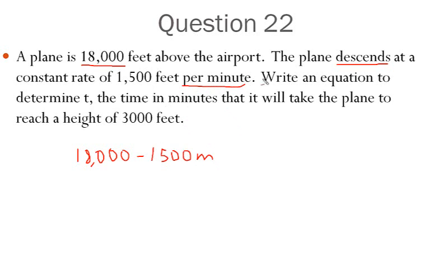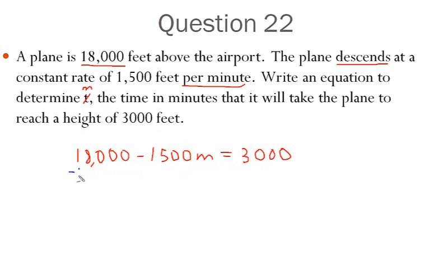It hasn't told us yet. Write an equation to determine t, the time it takes in minutes, that it will take the plane to reach a height of 3,000 feet. They want us to use t, but that's fine, I put m in there for now. So if it's at this height, it's going down this much per minute, how many minutes would it be for it to reach 3,000 feet? This is how we could write our equation. I'll put m here so no one gets confused. I'm looking for minutes, so to solve this, I just have to solve for m.